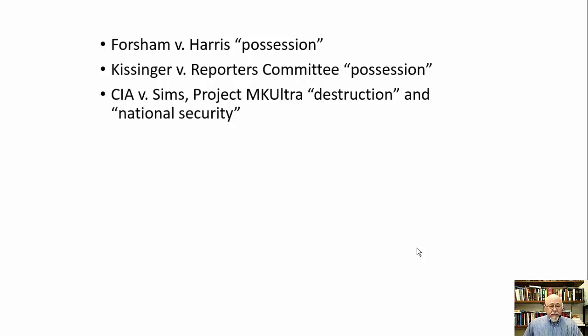The CIA tried to destroy all records of Project MK-Ultra. A few of the documents survived, and the head of the CIA after Project MK-Ultra, Admiral Stansfield Turner, learned about this and looked into this and found that most of the documents had been destroyed. In CIA versus Sims, a request was made for Project MK-Ultra documents. Number one, they were destroyed, and number two, national security, exemption number one, made the records of MK-Ultra unavailable.